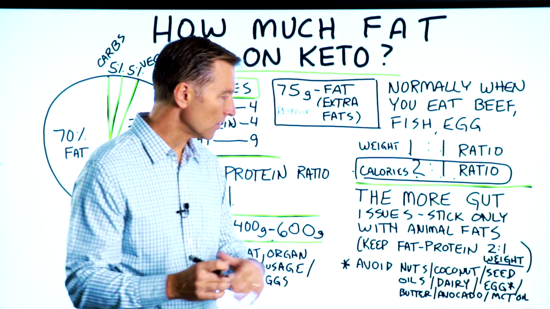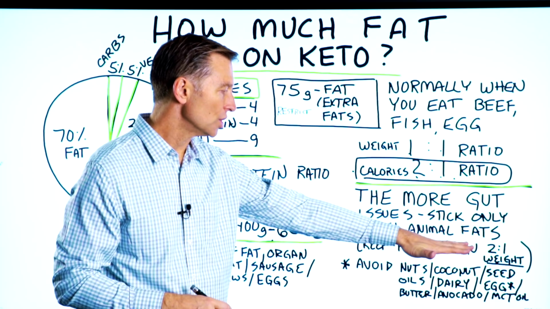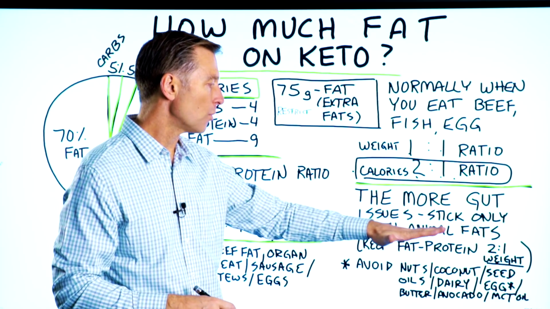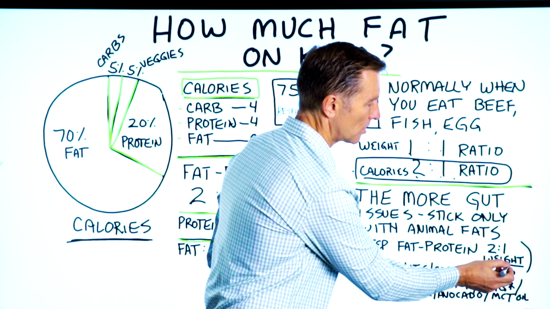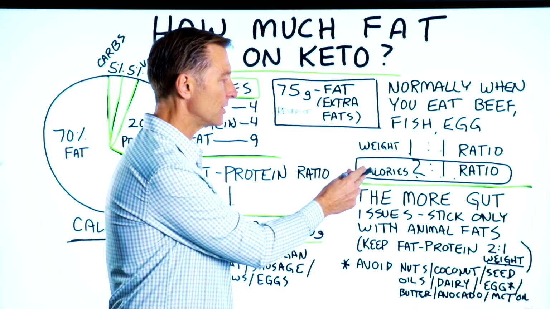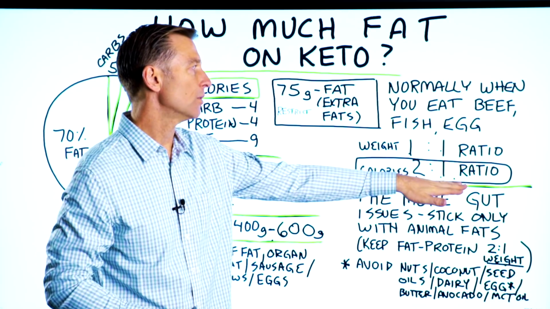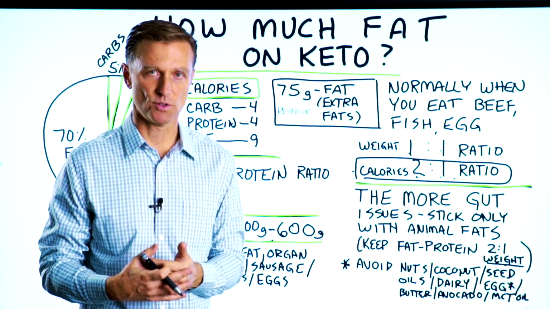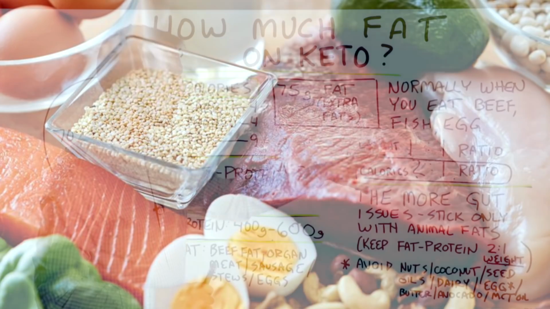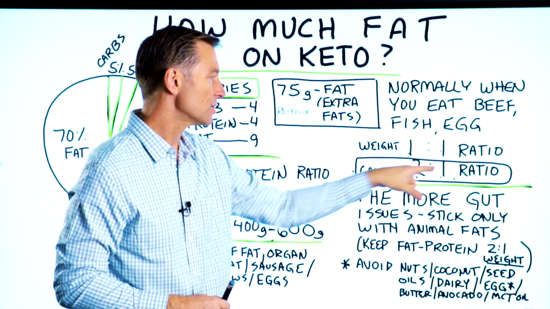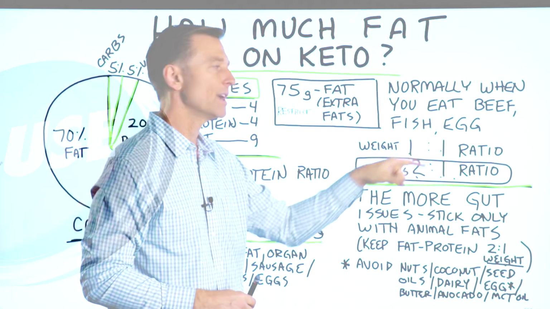But to be successful, if you have gut issues, you want to increase more animal fat so you get this ratio 2-to-1 in weight or grams, not the calories. The calorie 2-to-1 ratio is if you don't have gut issues. And that's actually pretty easy because normally the beef, fish, and egg come at this ratio right here, with a 2-to-1 ratio in calories and a 1-to-1 ratio in weight.